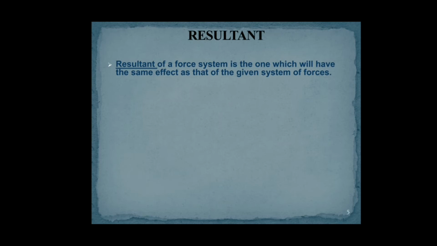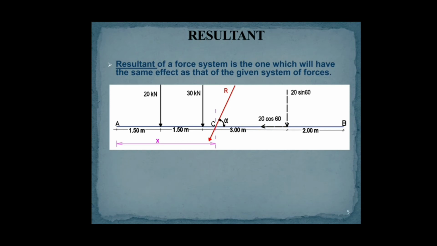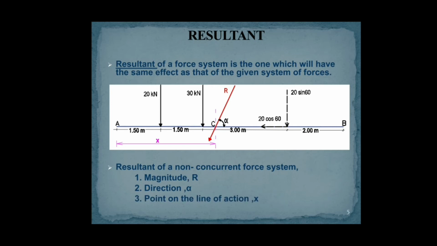That is, we have to find a single force which will have the same effect as that of the given system of forces. So this is our force system, and you can see resultant R is marked here. When we talk about the resultant of a non-concurrent system, we have to find three things. The first one is the magnitude R. Second is the direction, marked as alpha in the figure. The third one is the point on the line of action. Here it is marked as X from the point A.